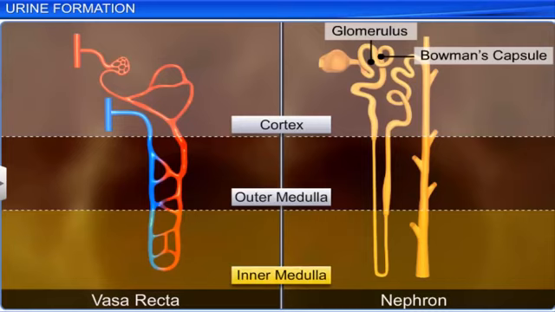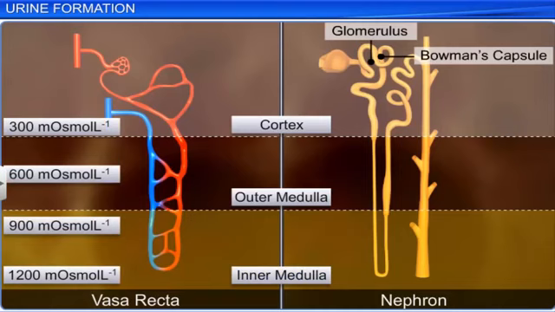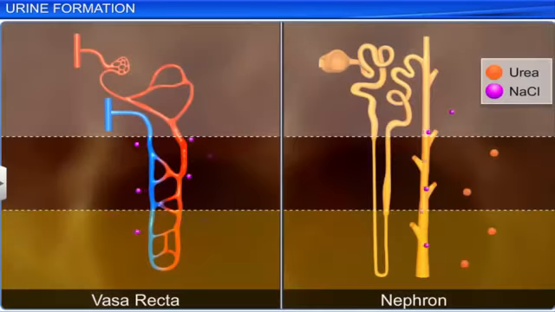medullary interstitium. The difference in osmolarity between the cortex and the medulla is pronounced, as we can see that the osmolarity in the cortex is 300 milliosmoles per liter, while it is as high as 1200 milliosmoles per liter in the inner medulla. This difference in osmolarity is caused by the difference in the concentration of urea and sodium chloride.